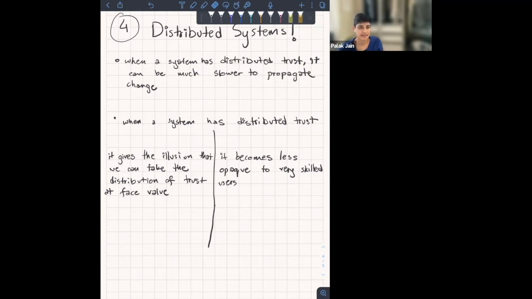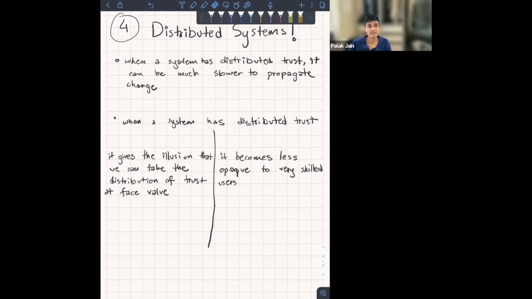Of course, we can try to attack the protocols, and this gives us some sense of trust that they must be really doing this, but we can never really be sure. And as we distribute trust more and more, it becomes less opaque to very skilled users. Maybe very skilled users can go ahead and bolster their security guarantees a little bit more, or make more checks to make sure that things are really operating the way that they want them to.